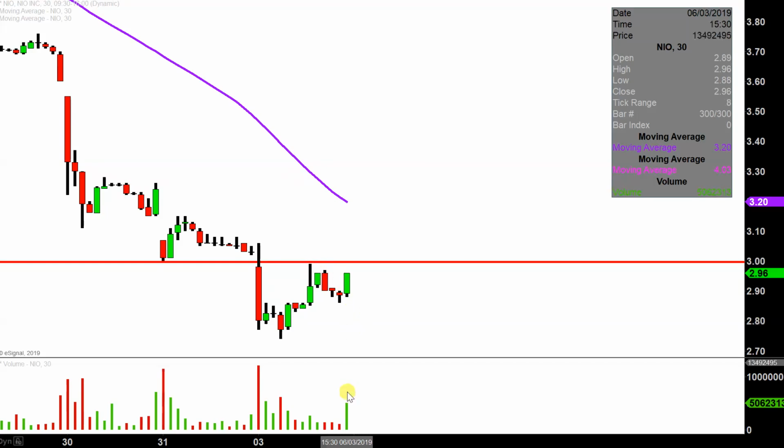Good news is the final 30 minutes had the big volume come in, and it's looking like the bulls want to give it another go at this $3 mark. So a lot of eyeballs will be watching 3 and seeing if the price can push up above it. If the price can get up through 3, then the next key level of resistance to watch after that would be the purple line up there, the 50-period simple moving average.